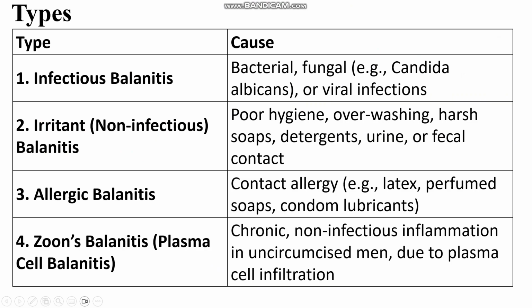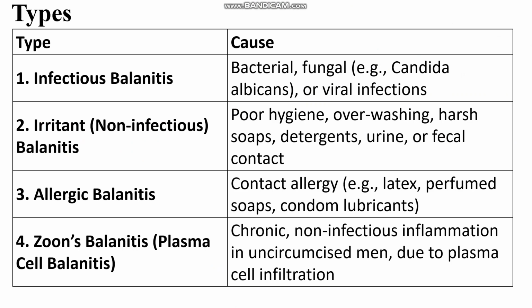The first one is infectious balanitis, which is caused by bacteria, fungus, or virus. Common fungus is Candida albicans. Second type is irritant balanitis or non-infectious balanitis, which occurs due to poor hygiene or over hygiene, both extremes, or usage of harsh soaps or detergents, or contact with urine or fecal material. Third one is allergic balanitis. You can identify that due to any of the allergic particles. It can be due to latex or any perfumed soaps or condom lubricants.